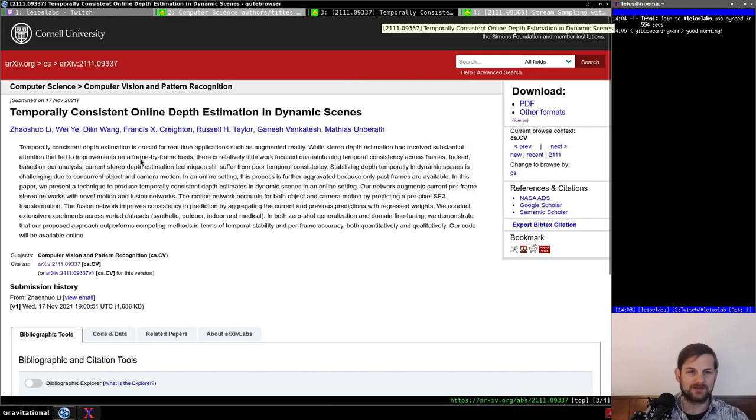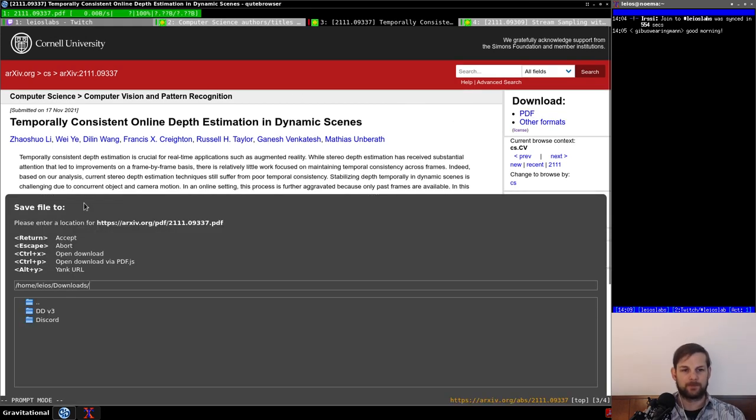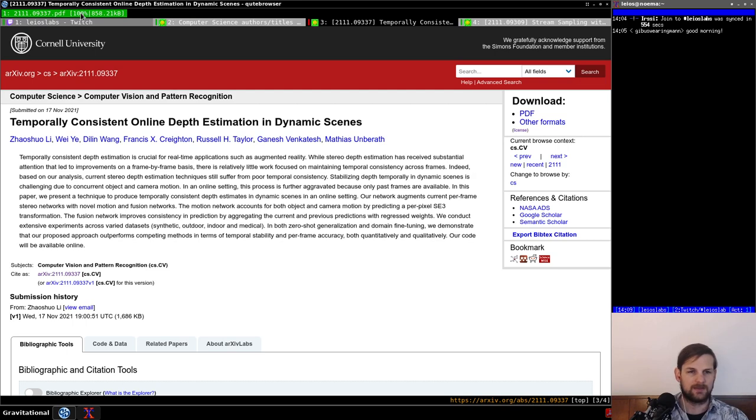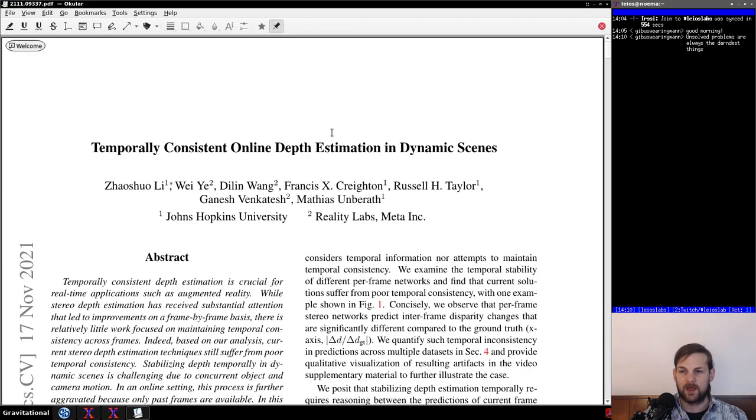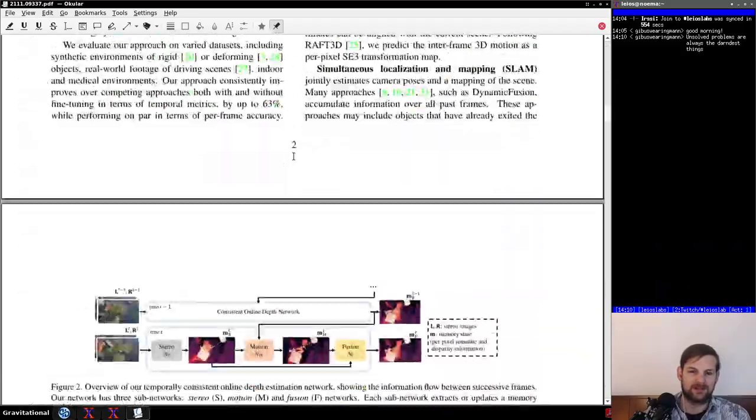Interesting. So my question here is, online depth estimation in dynamic scenes. This should be computer graphics, computer vision, and pattern recognition. Okay, cool. Let me take a look at the PDF here, actually. Sure, that'll work. Unsolved problems are always the darndest things. Yeah, right? So, temporally consistent online depth estimation in dynamic scenes.